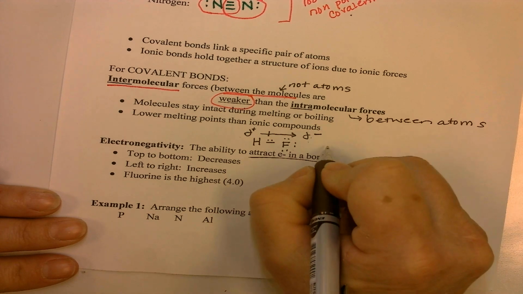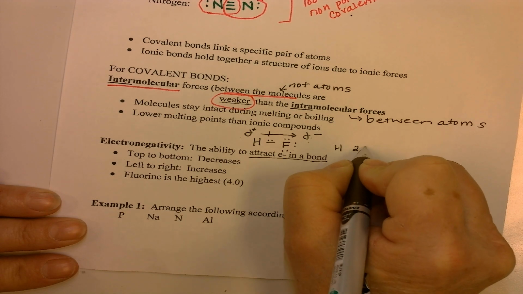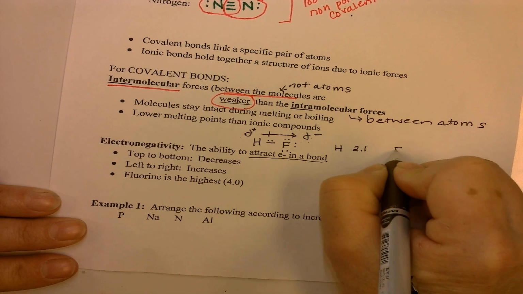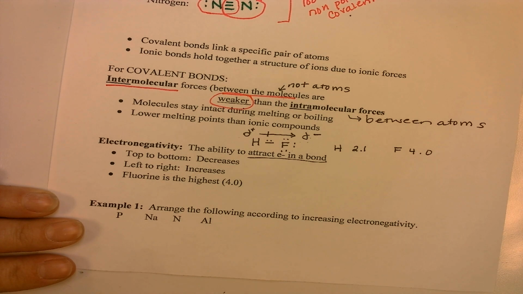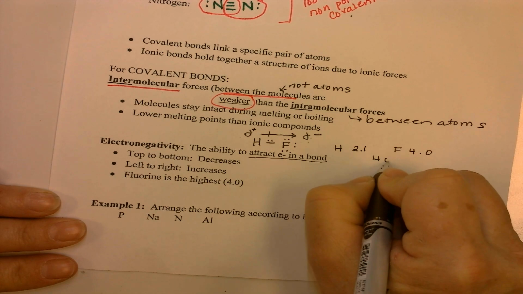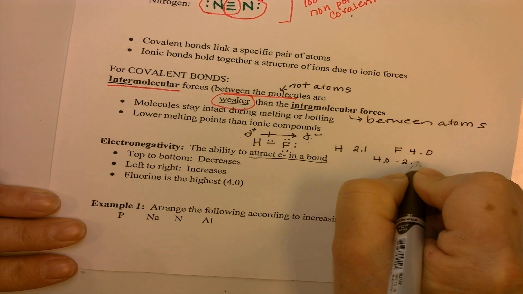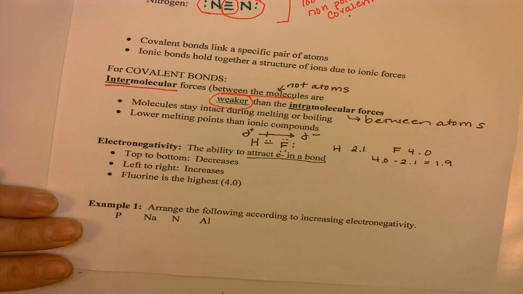So what is the difference? Well, hydrogen is 2.1, and fluorine has the highest electronegativity on the periodic table at 4.0. So I'm going to take 4.0, and subtract 2.1, and I get 1.9, and that's where you get that little range, right? This is within the range of a polar covalent heading toward ionic bond.